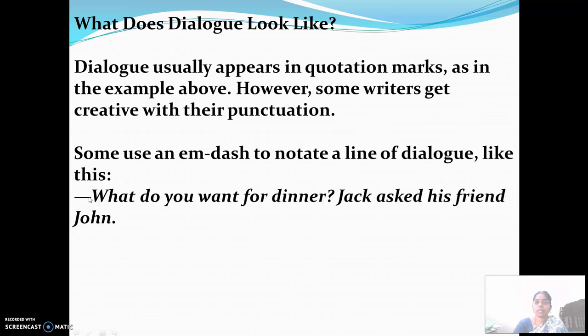Some use an em dash to notate a line of dialogue like this. "What do you want for dinner?" Jack asked his friend John. Right? So wherever that dash is there, em dash is there. Hereafter I will call this an em dash. Right? Where is that? Okay, em dash here. So wherever an em dash is there, that is a dialogue line.